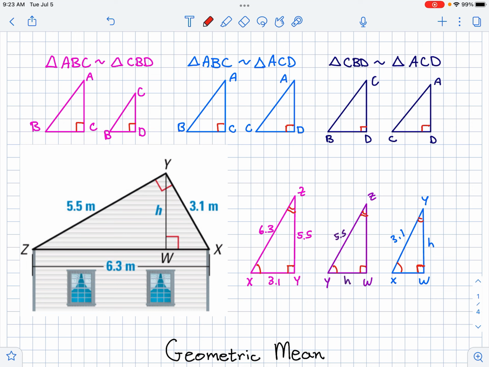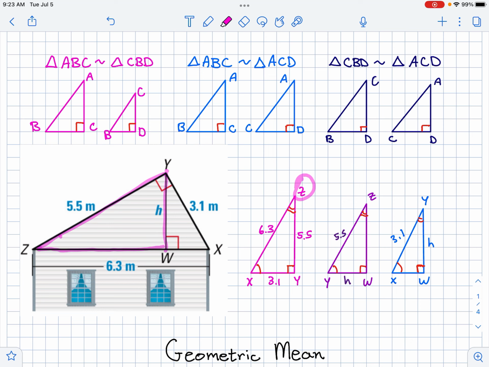Okay. Now, I want to look at these other triangles, and I need to be cognizant of this. I need to keep lined up the congruent angles. In other words, notice that when I look at this triangle right here, this YZW, I need to be sure that the Z angle is up top. In other words, it matches up with this Z.